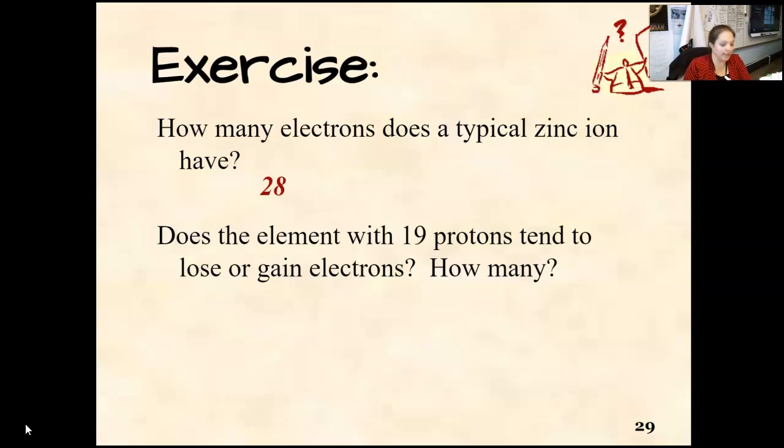Let's look at element 19. Does the element with 19 protons tend to lose or gain electrons? Remember, it's the opposite of the charge in the corner. It tends to lose, and 19 is right there, and in the corner it tends to lose 1.